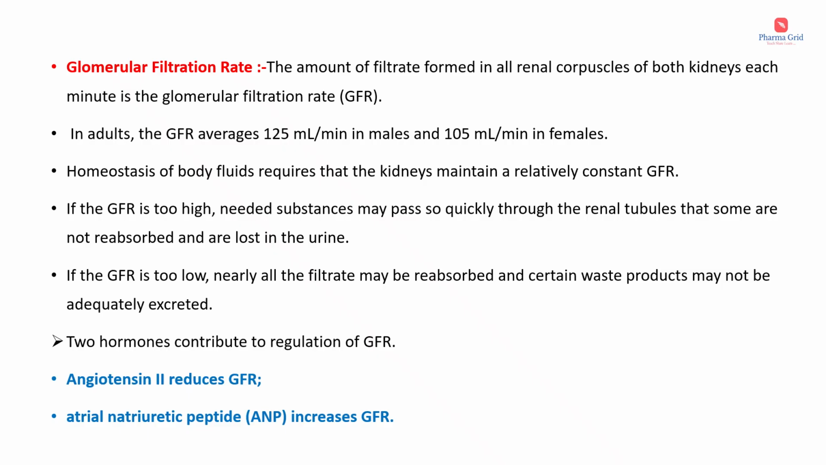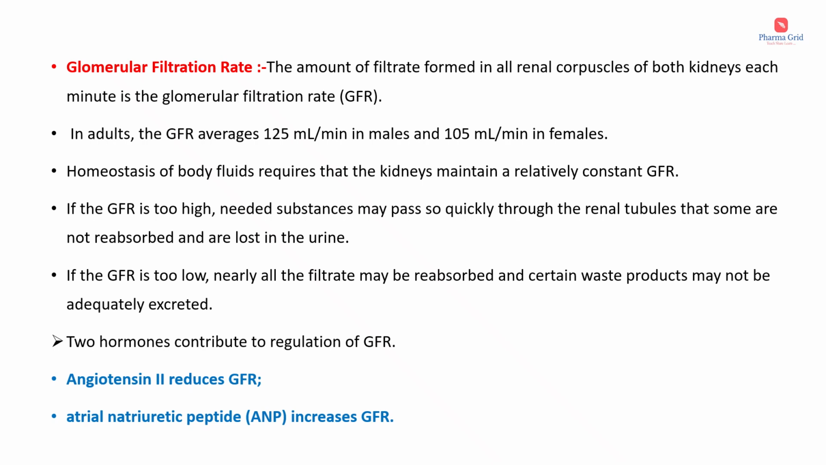Angiotensin 2 is a potent vasoconstrictor that narrows both afferent and efferent arterioles and reduces the renal blood flow, thereby reducing the glomerular filtration rate. So angiotensin 2 reduces the GFR, whereas atrial natriuretic peptide increases the GFR.